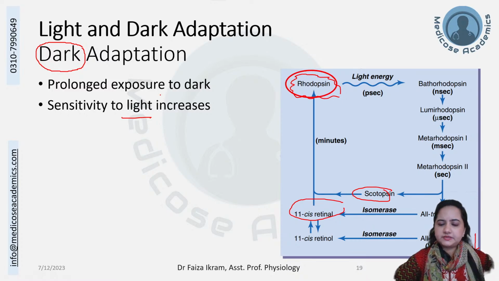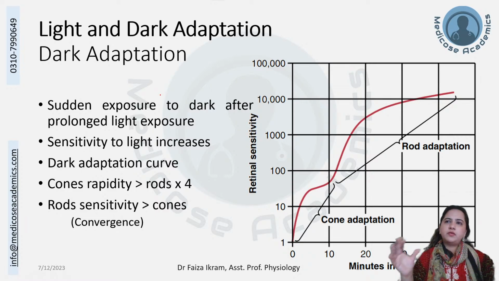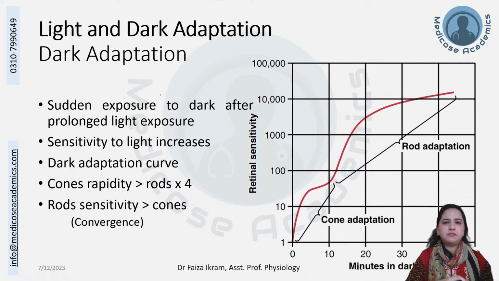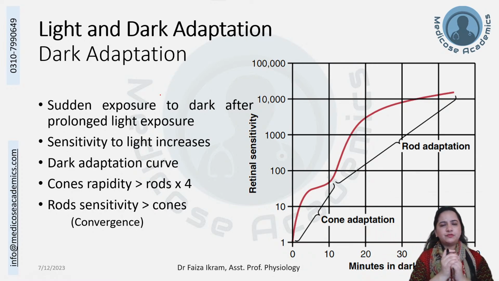This is what happens once we are in the dark or in the light for a while. What happens if we go into the light from a dark area? For example, you are watching a movie in the cinema and now you go outside from the dim light to the bright sunlight. What will happen in the first few seconds and minutes?